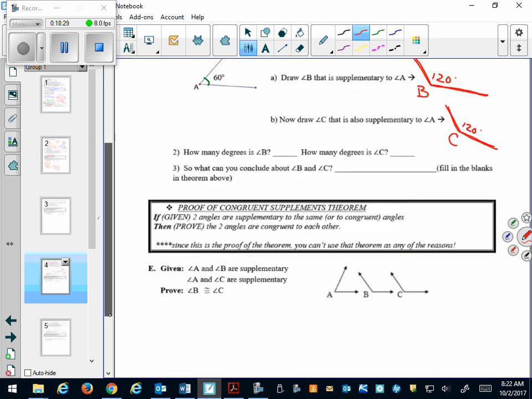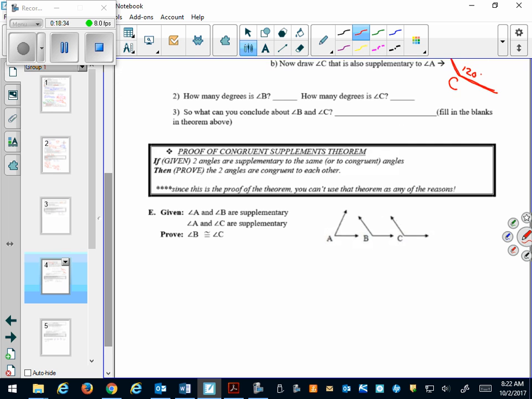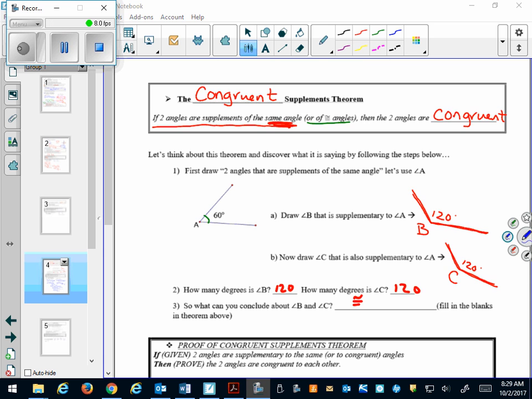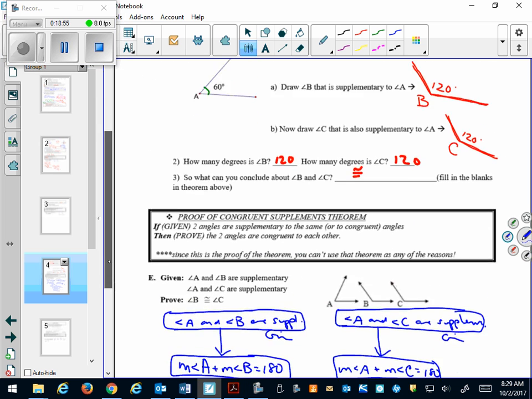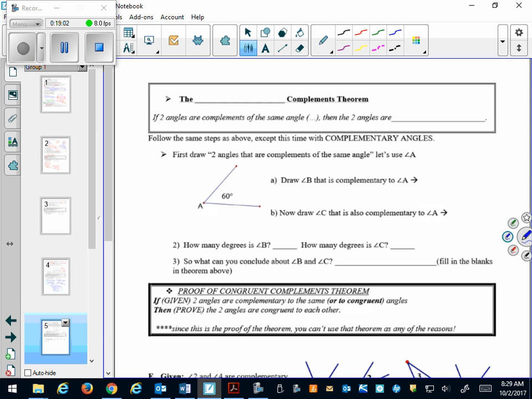Okay, so we worked through that already. This was just 120 and 120, congruent. All right, so proof of the congruent supplements theorem. I just want to show the people watching the video the answer to our proof. Okay, they can pause it if they want that longer.